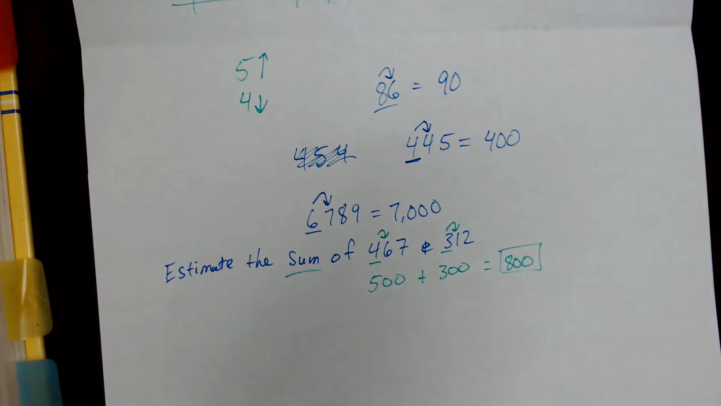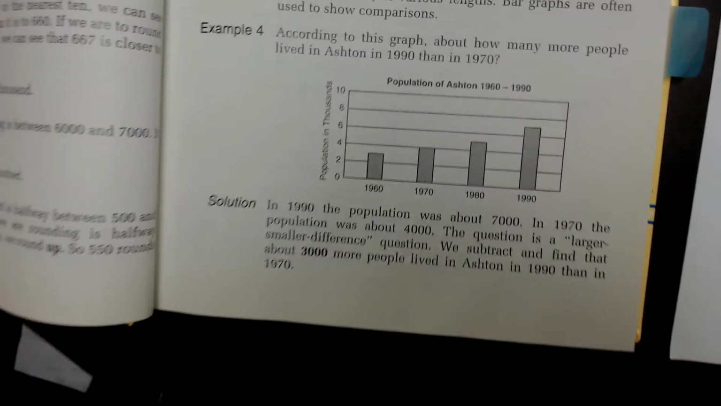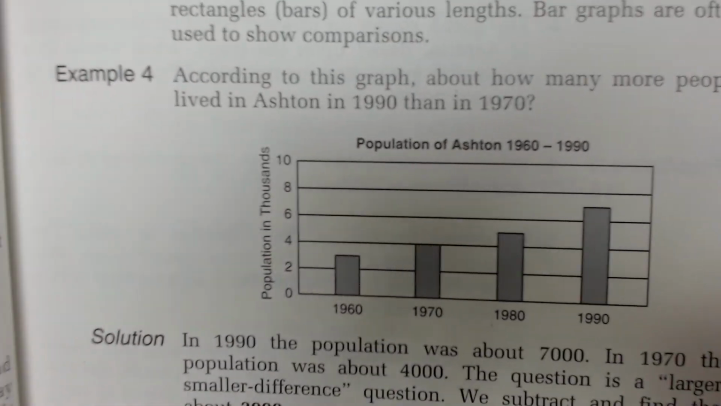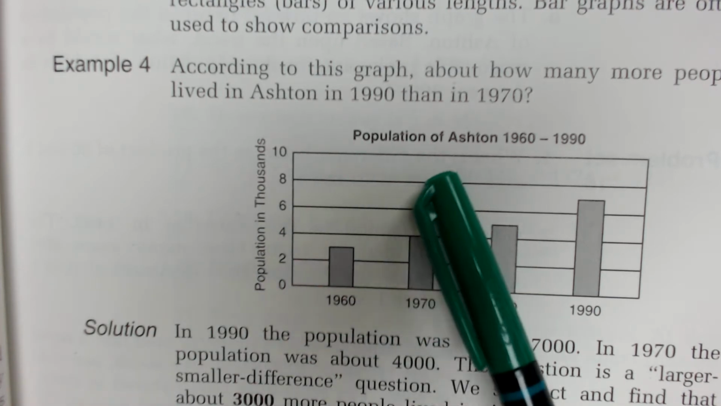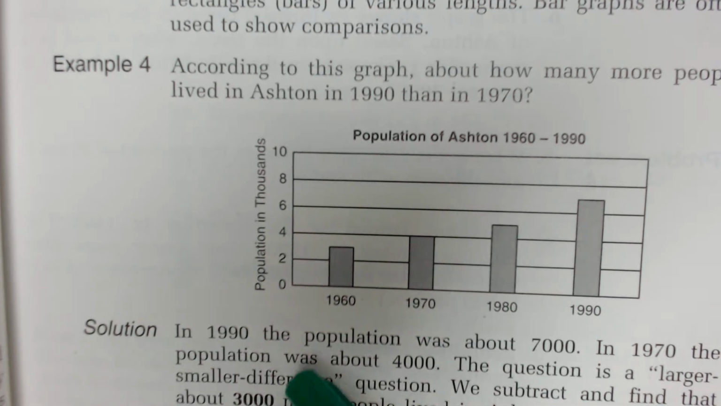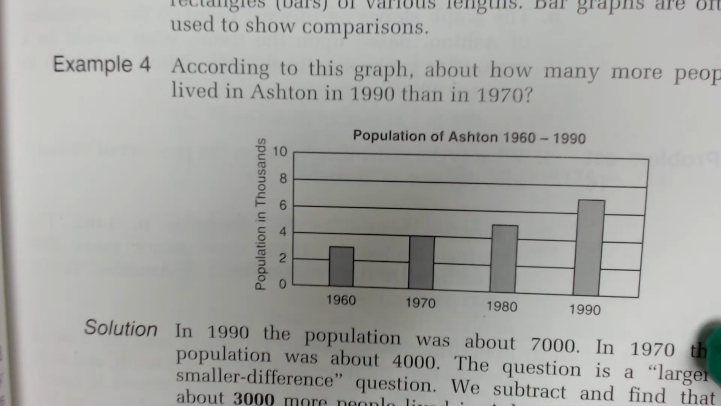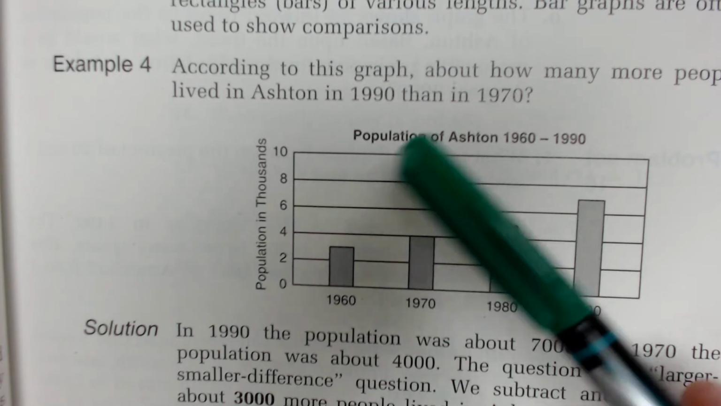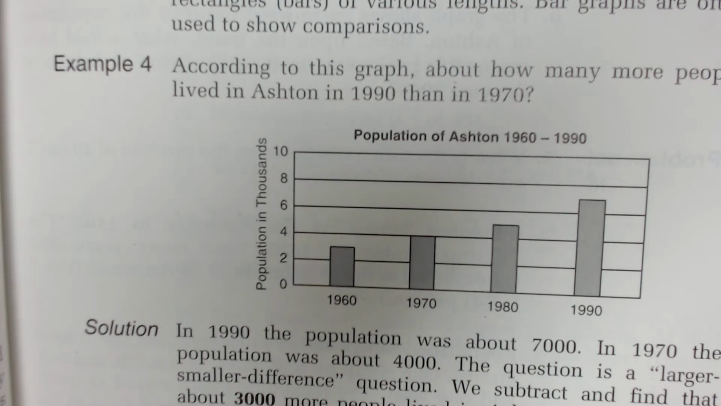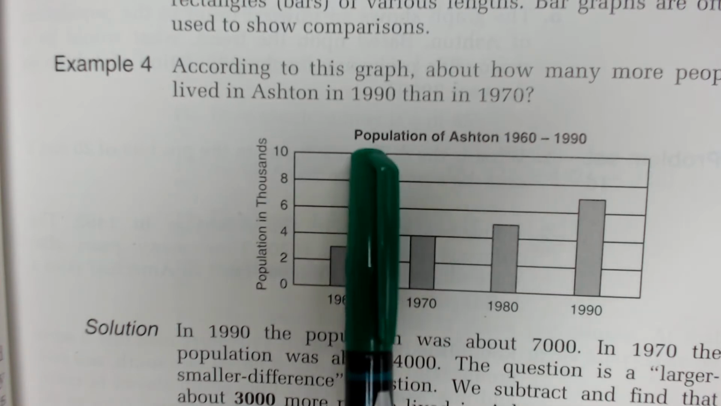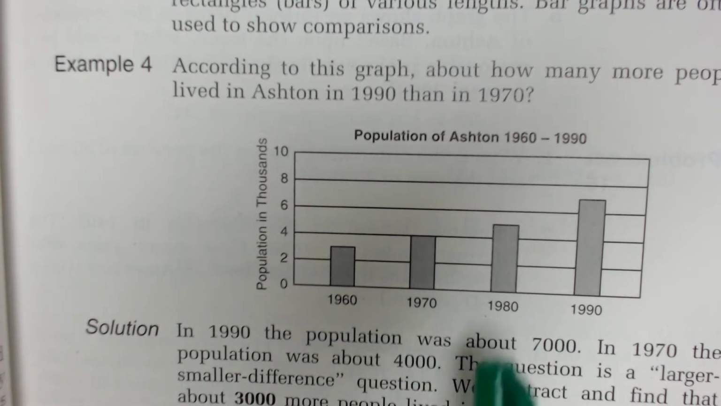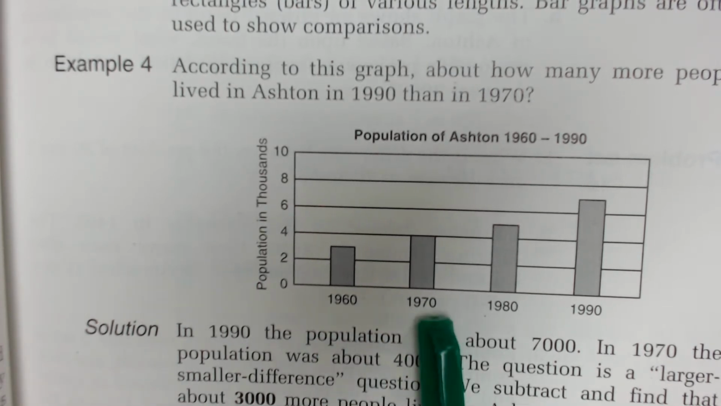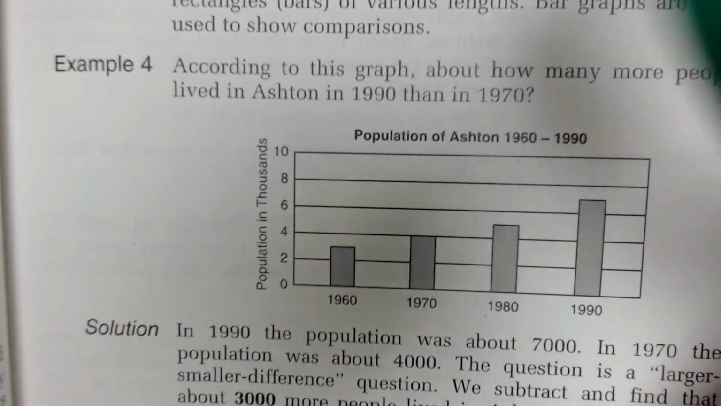Now, the last thing we're going to do is learn how to read a bar graph. So here in your book, we have a bar graph, and this bar graph tells us about the people living in Ashton County. Now you'll notice a bar graph has numbers on the left, numbers on the bottom, and labels. The label right here is the title, which is the population of Ashton from 1960 to 1990. These numbers are different years. So this would be the population in 1960, in 1970, 1980, 1990. And this number on the left is the population in the thousands.